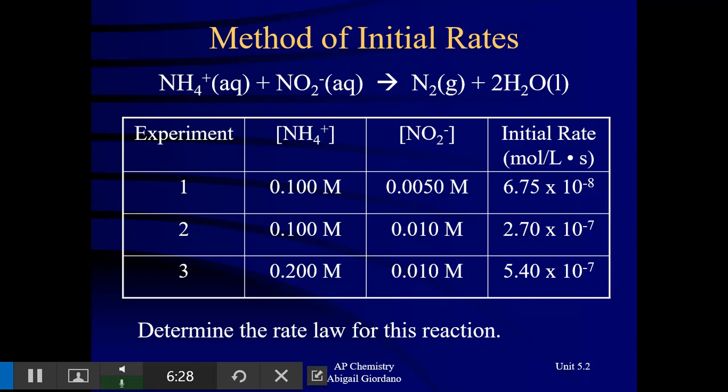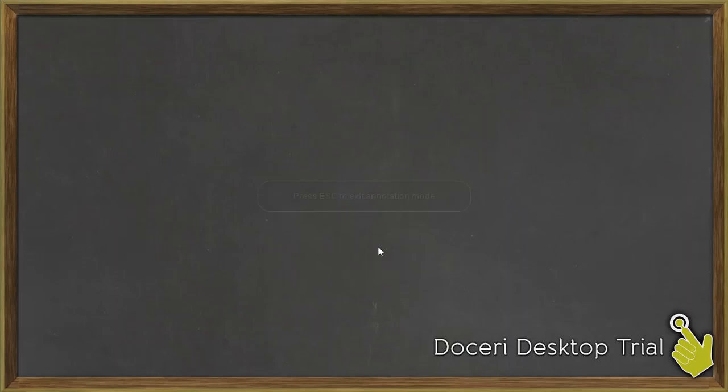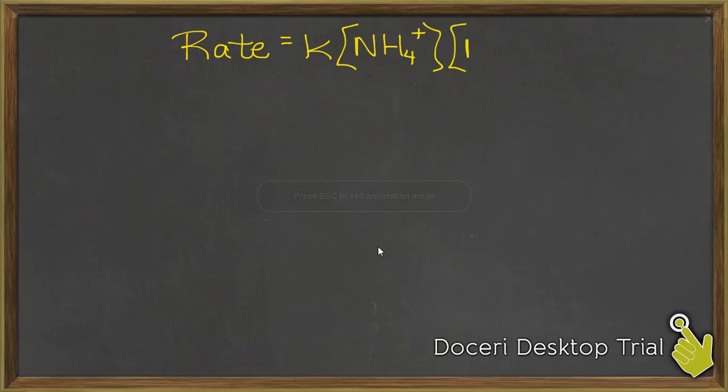All right, let me get to a fresh screen here. If you will recall, guys, a rate law looks like this. If this is the reaction that I'm looking at, we had ammonium as one of our reactants and nitrite as our other. And our job, ladies and gentlemen, is to find exponents x and y. And how do we do that? Well, we're going to find each one individually. Let's focus on ammonium first.